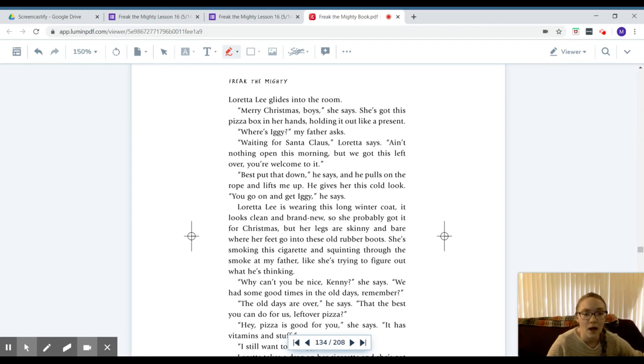I want to point out a key word from this last little bit. It said but when it was describing her. So everything looked clean and brand new, but her legs are skinny and bare. So showing that difference in Loretta, we see a little bit of contrast there. Let's continue reading.